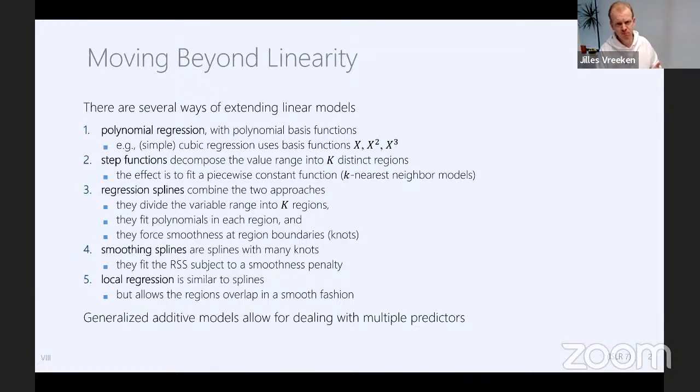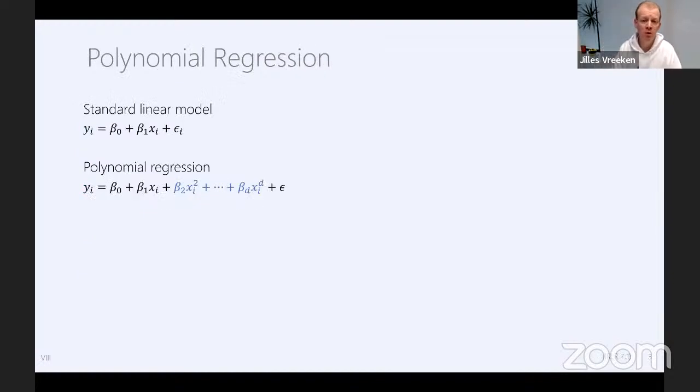Let's start with the basics. You already know polynomial regression. It's just linear regression where basically the standard model looks like this.